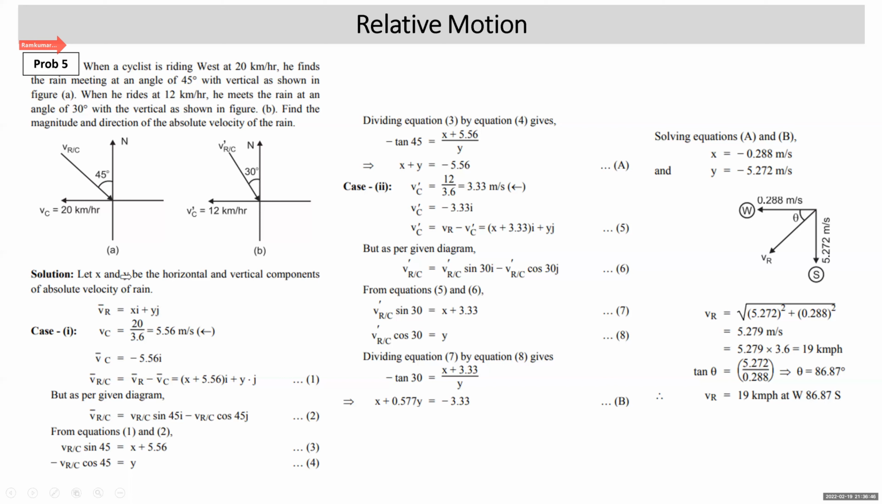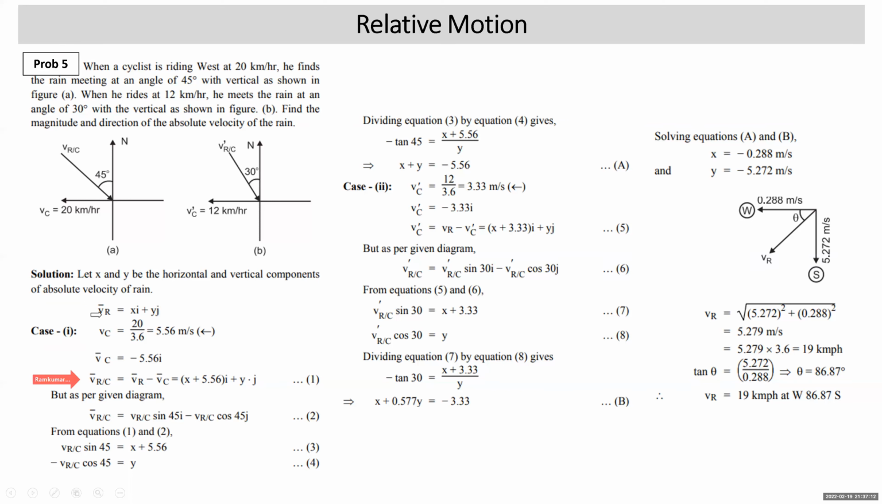So let's say that x and y be the horizontal and vertical components of absolute velocity of rain. So velocity of rain is x i plus y j, right? So velocity of cyclist is, in the first case, we are taking it up as case 1 for observation. It is 20 kmph towards left. I'll write 20 upon 3.6, that is 5.56 meter per second. So we write velocity of cyclist in vectorial form, since it is in the negative x direction, minus 5.56 i.